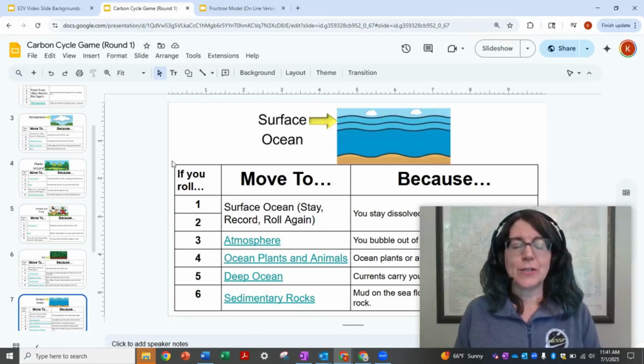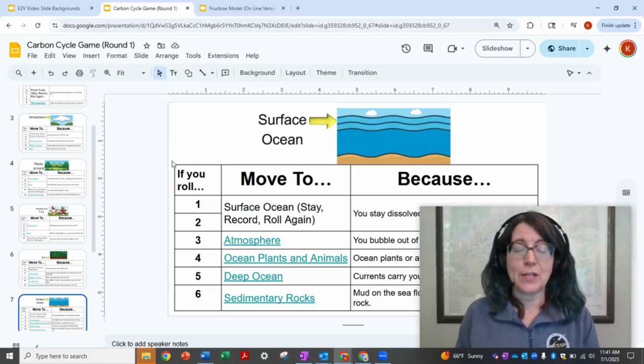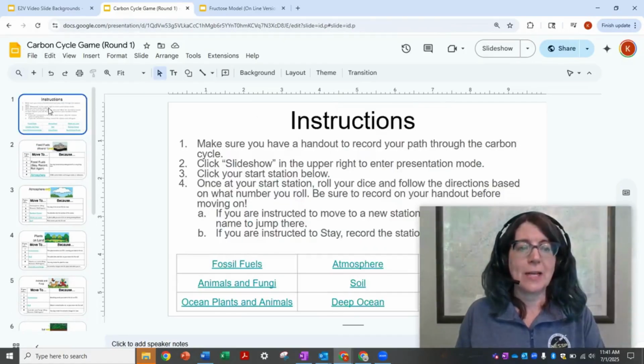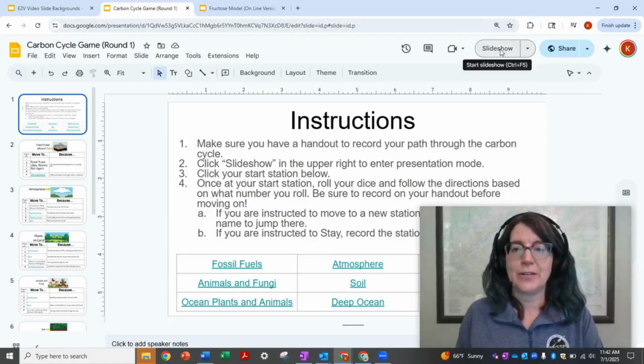This is the Google Slides file for the round 1 carbon cycle game, and you will find this as well as the round 2 file linked in the lesson plan. You will only have view access to this file, as well as your students, but that's all you need in order to play the game. So you can see here slide 1 is instructions. It talks about your handout and clicking slideshow in the upper right to enter presentation mode. So I'll go ahead and do that.